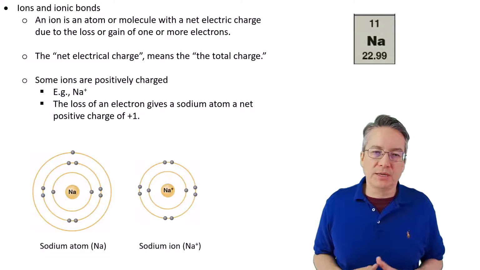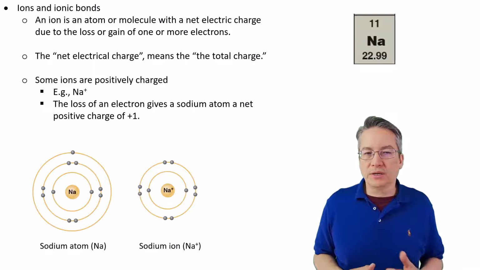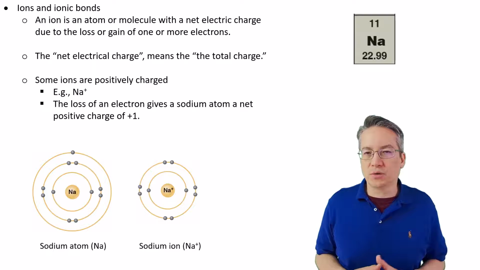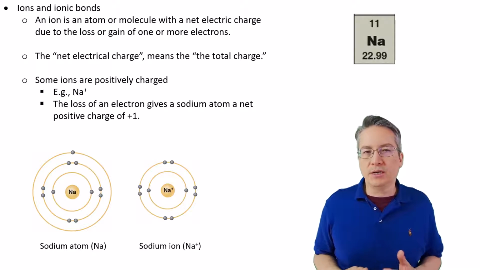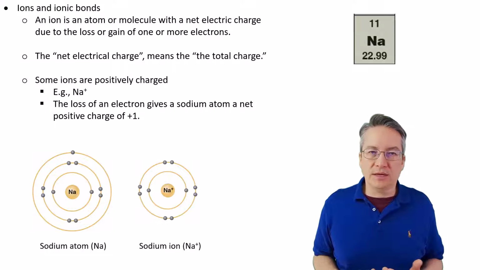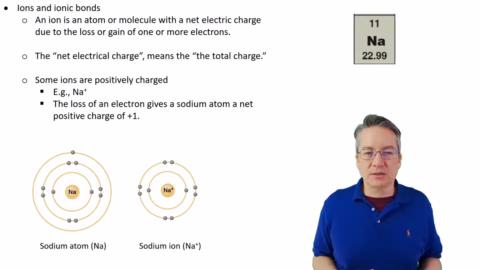An example would be a sodium ion, or Na+. The loss of an electron gives a sodium atom a net positive charge of +1. Let's see how this works. So if we go to the periodic table, we see that sodium has an atomic number of 11, meaning that it has 11 protons. To be electrically neutral, an atom of sodium would have to have 11 electrons. So let's take a look at the sodium atom.